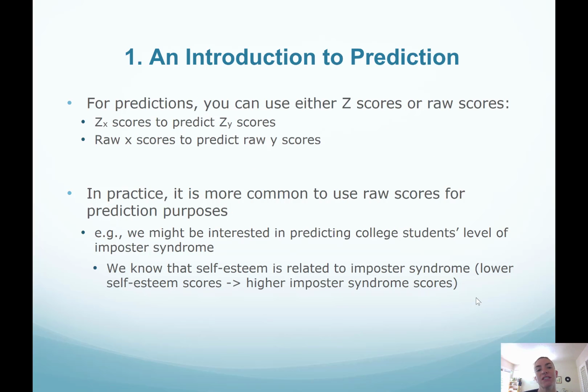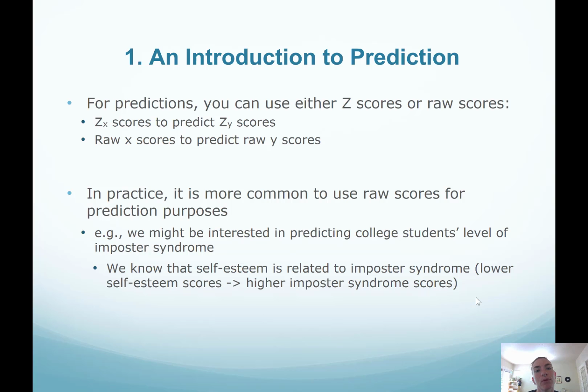And for predictions, you can use either z-scores or raw scores. So you could create z-scores out of your x and your y variables, and then use the z-score for x to predict the z-score on y. The benefit for doing that is that you get the variables all on the same scale. That's really beneficial for when you have multiple predictors. That's for an analysis called multiple regression. But for now, we're going to stick to simple regression, where we have a single predictor for a single outcome.